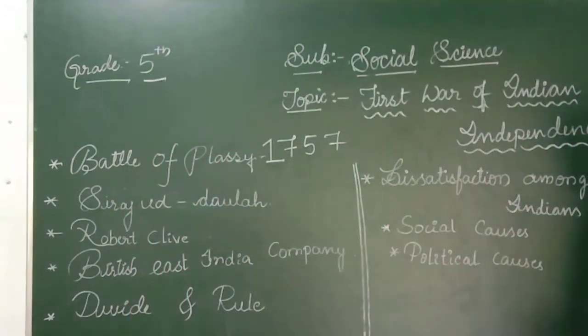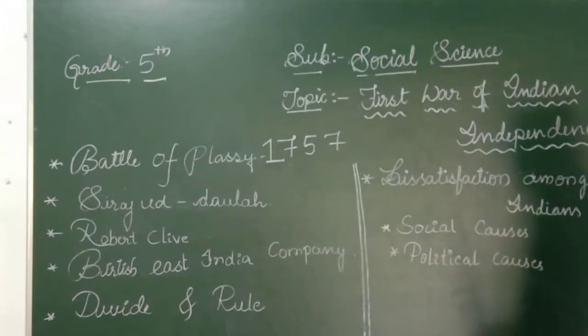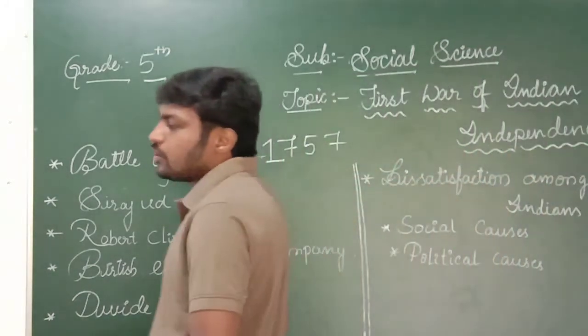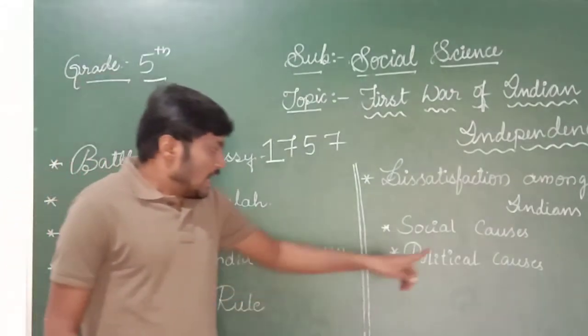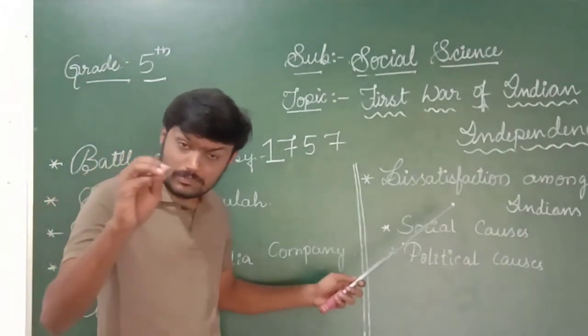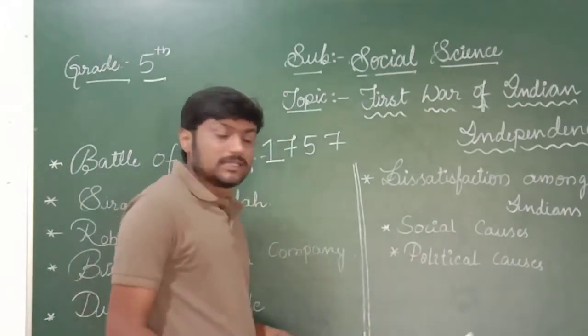So this dissatisfaction can be divided into two major parts. I mean, two major issues. One is the social cause and the second is the political cause. The term social cause means the dissatisfaction which is expressed by the people.